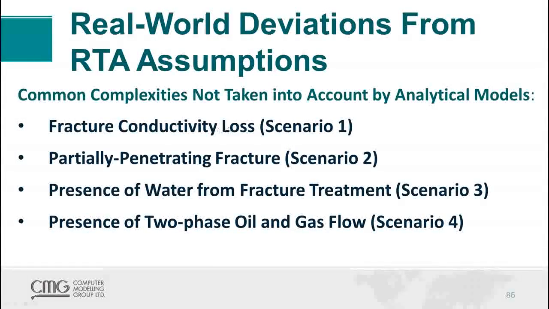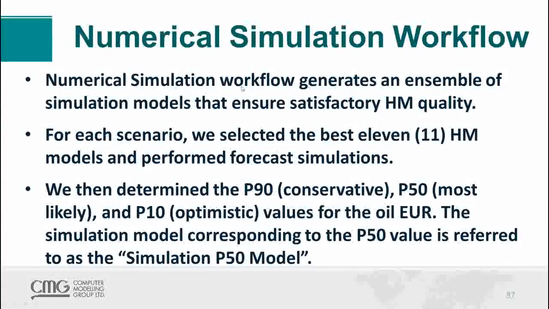And the 4 different scenarios that we looked at individually, one change at a time, are fracture conductivity loss through compaction, partially penetrating fractures, which the analytical solution cannot deal with, presence of water from the frac treatment in the fractures at the beginning of the production period, and then presence of two-phase flow by producing the well way below the bubble point and having pressures dropping below the bubble point in the matrix during the forecast period.